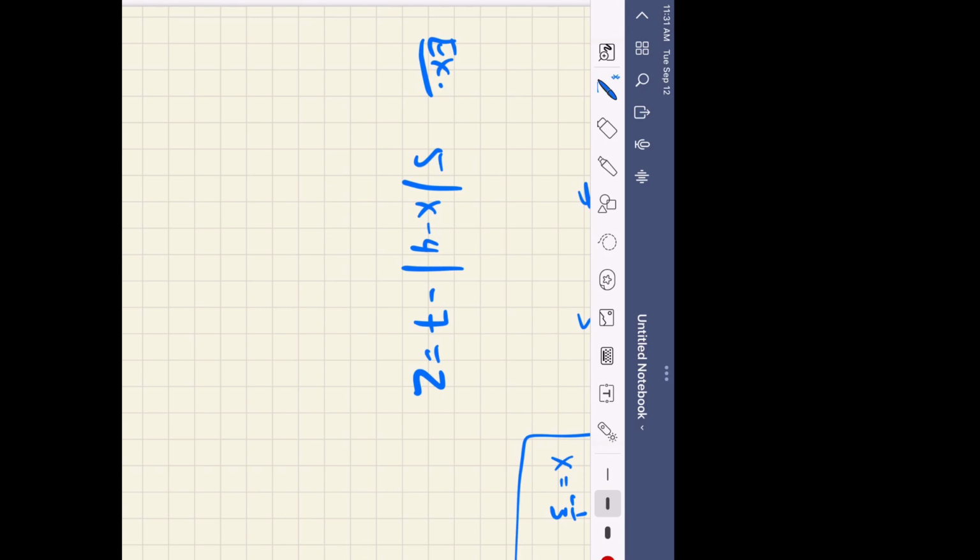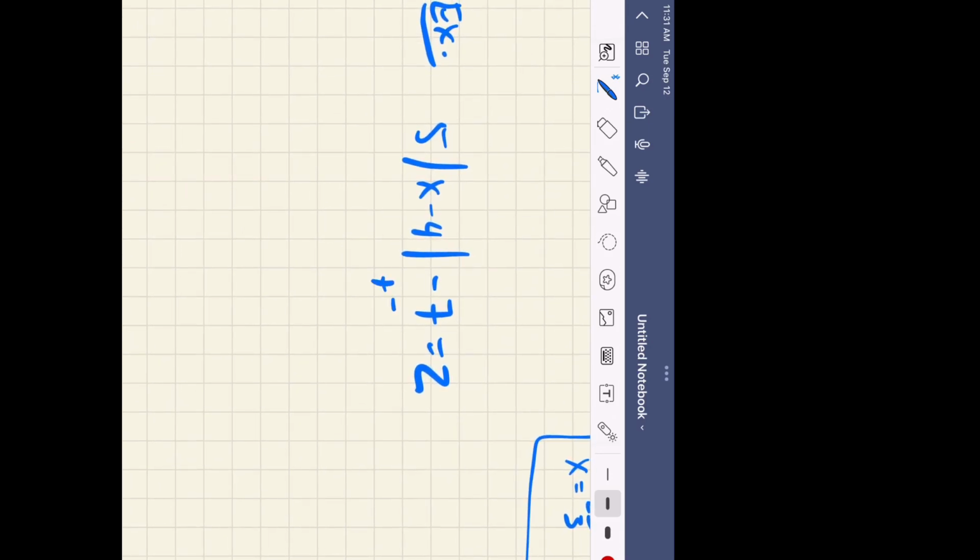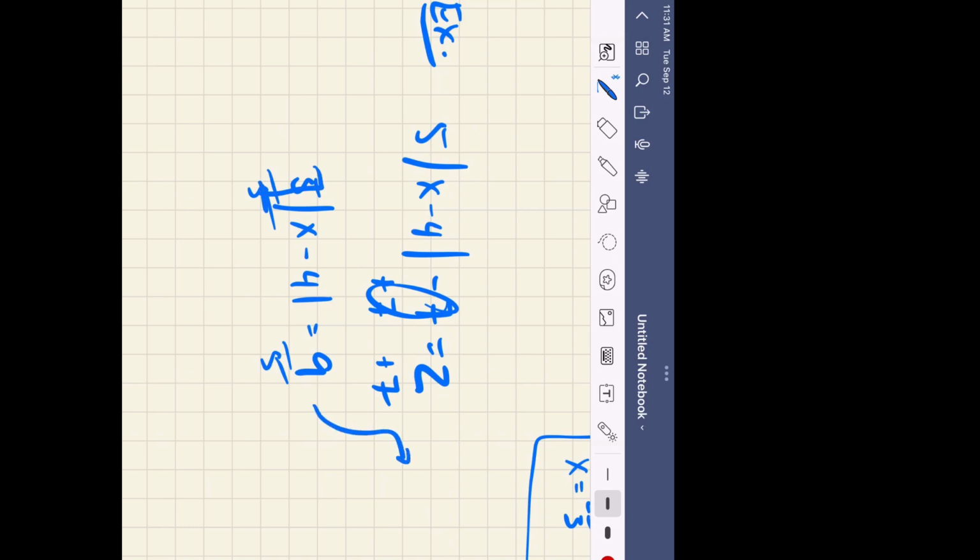Alright, now that you've had a chance to do this on your own, the first thing I'm going to do is get the absolute value bars by itself. So I'm going to add 7 to each side. That's 9 over on the right side. I still have 5 times the absolute value of x minus 4. Divide by 5. That's a 1. So now I'm going to come up here and continue my work. I have absolute value of x minus 4 equals 9 over 5.